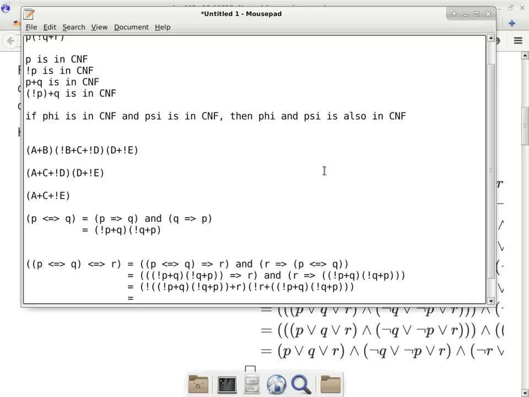Okay? All right, but we're getting closer, okay? Because now we got rid of the equivalent to operation, we got rid of the implied operation. So now we only have negation, disjunction, and conjunction.